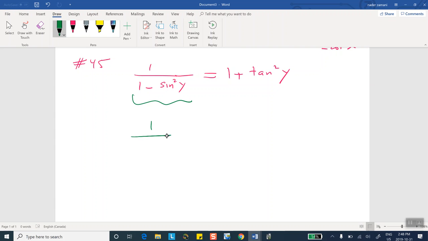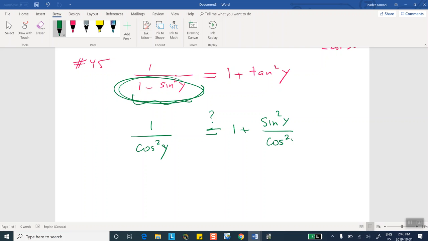left side, I can write it as 1 over cosine squared y, right? That's what this thing is. 1 minus sine squared is cosine squared. And the right side, I put a question mark here because we really don't know. We want to show that these two sides are the same. 1 plus sine squared y over cosine squared y.